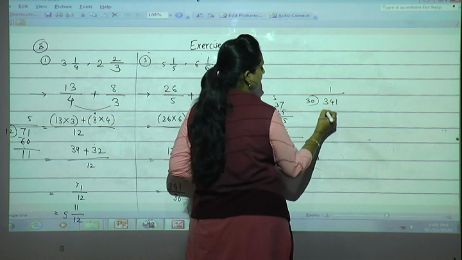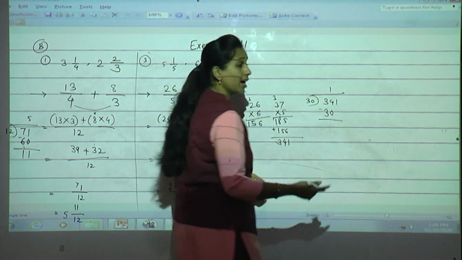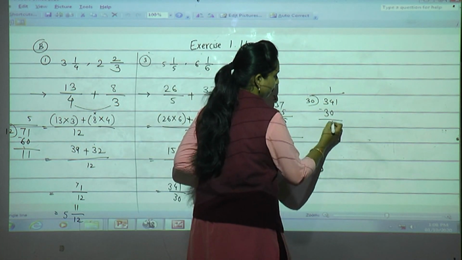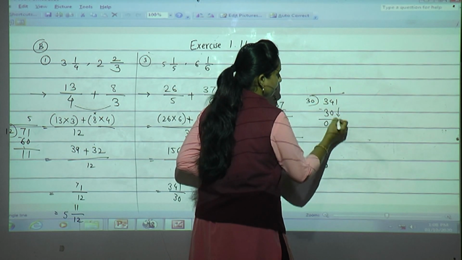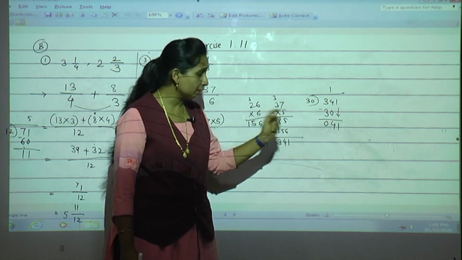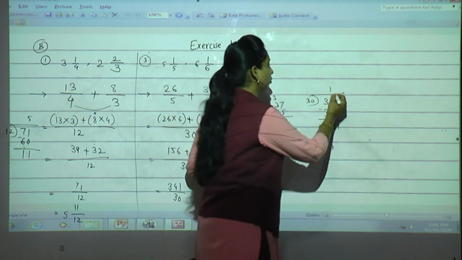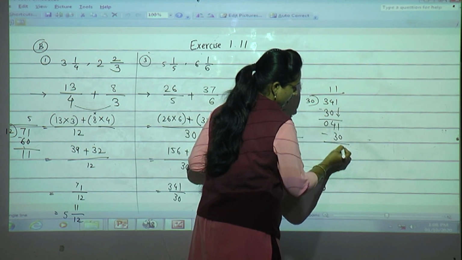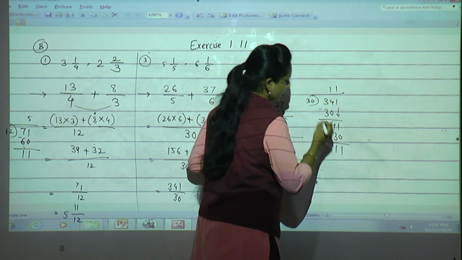Now two digits, go with two digits. 34 is there, so 3 ones are 30, because 3 twos are 60, that is a greater number. So 3 ones are 30, 4 minus 3 is 1, 0 remains. Bring down 1. Here 11 is there, so we go with 1 only. 3 ones are 30. 1 minus 0 is 1.